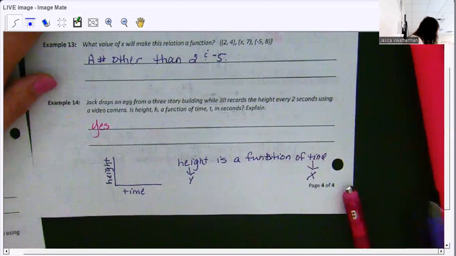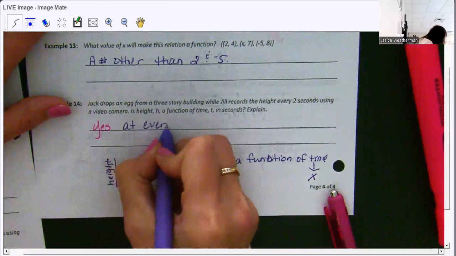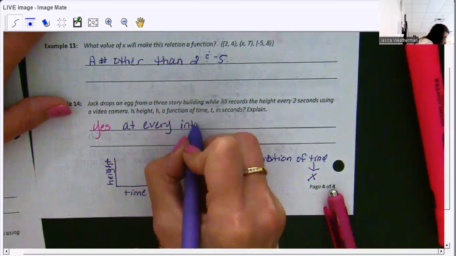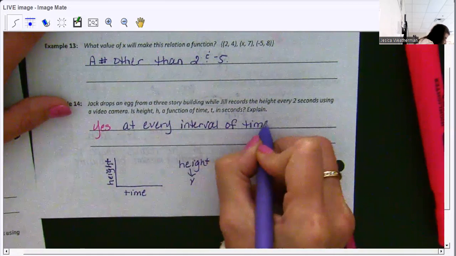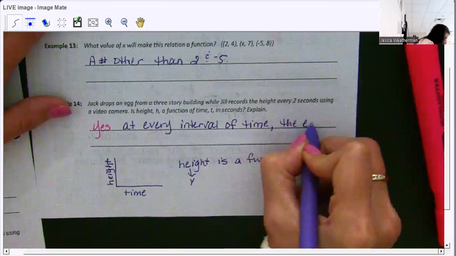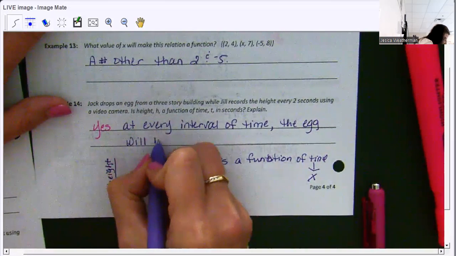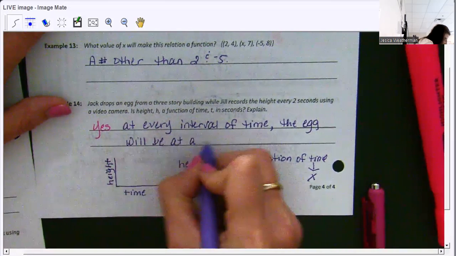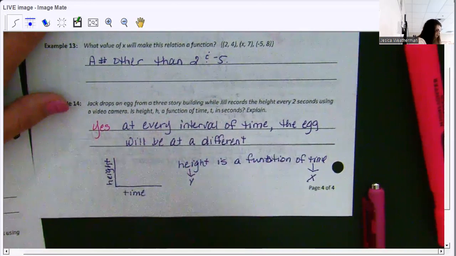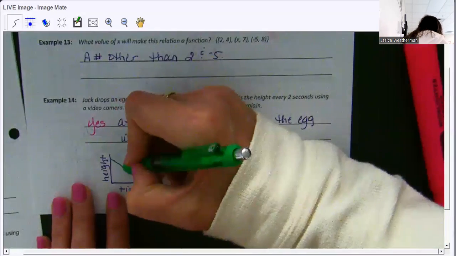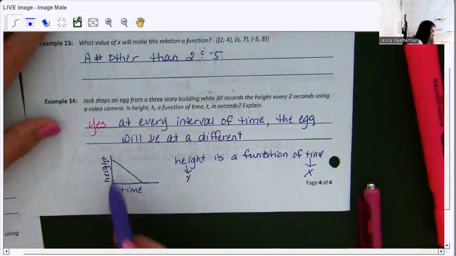Okay, so you would put that at every interval of time, the egg will be at a different height. Does that make sense? That means that your time amount, see when the height goes from here to here, your X value on the time will never have a duplicated height value.